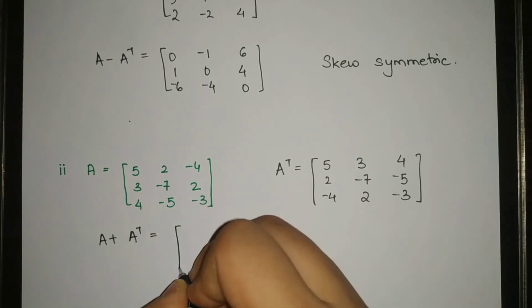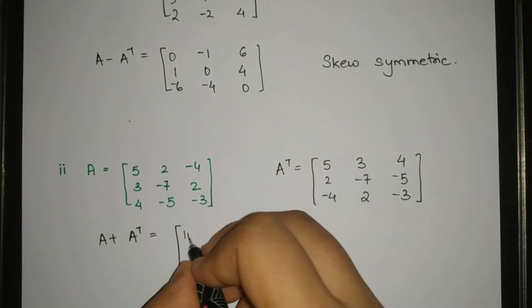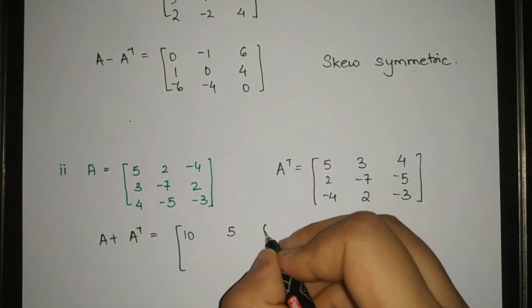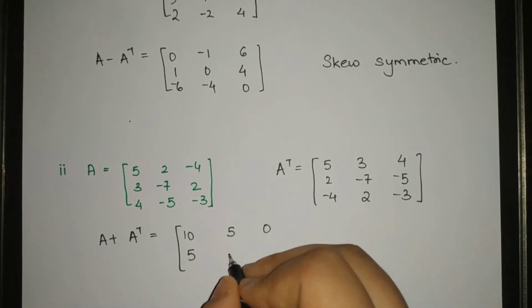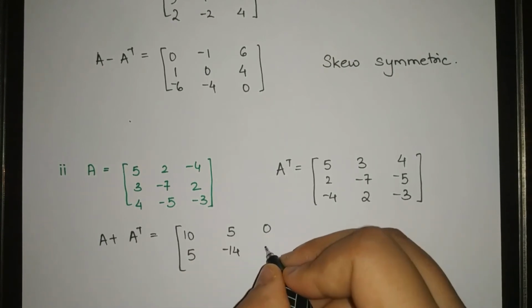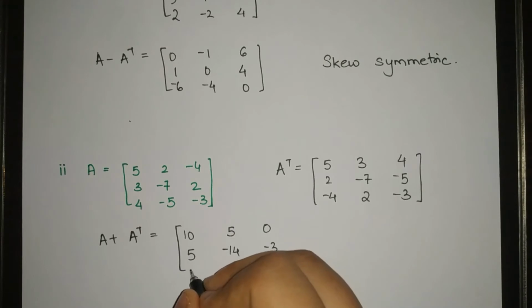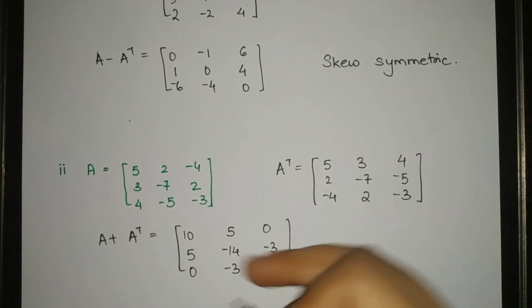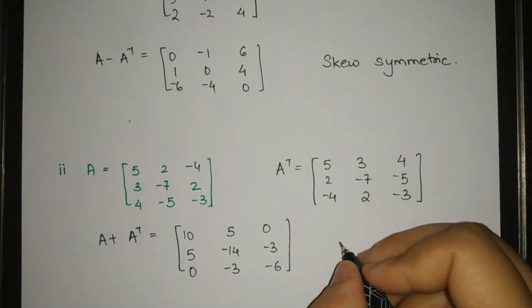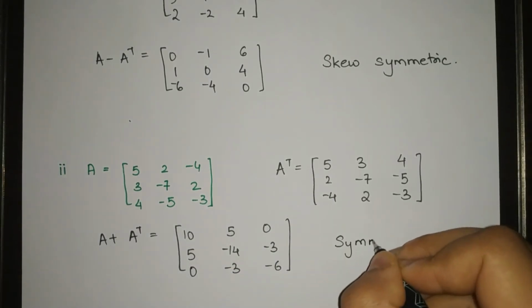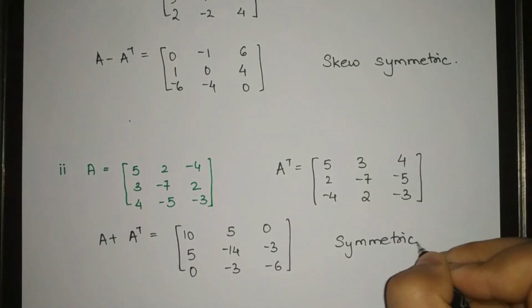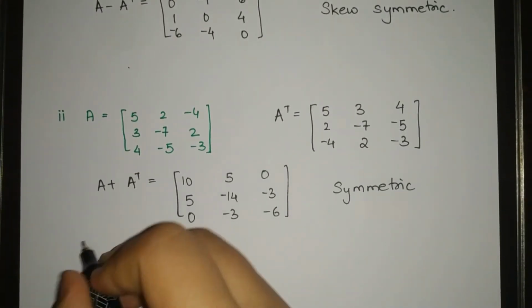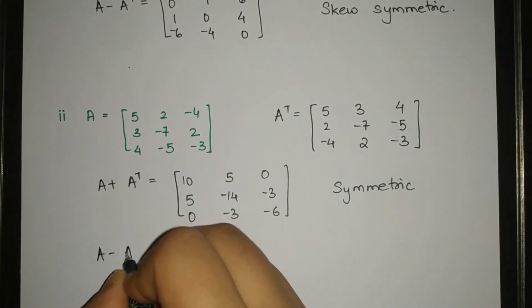Then next we have to find the addition of these two matrices, which is 10, 5, 0, 5, minus 14, minus 3, then 0, minus 3 and minus 6, which is definitely a symmetric matrix. ये हमेशा symmetric ही होता है. Okay, and next we have to find A minus A transpose.